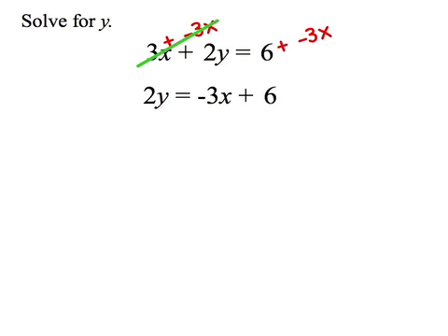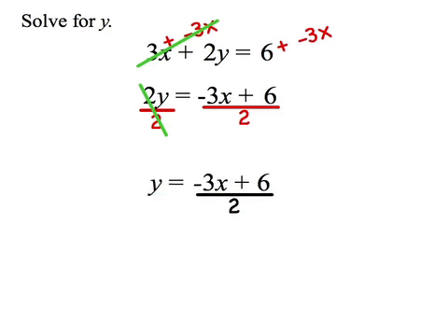Now many of you have probably figured out we're going to divide both sides by 2. And on the left side, of course, 2 over 2 is 1, so we mark it out. And then, sometimes it's acceptable to leave it like this. Y is equal to the quantity negative 3x plus 6, over 2.